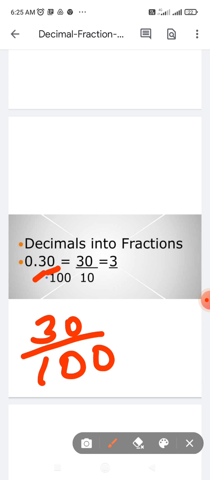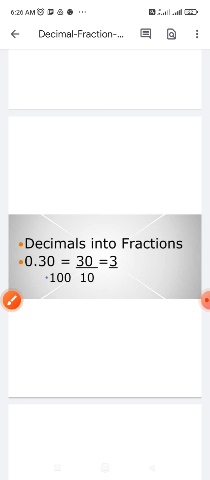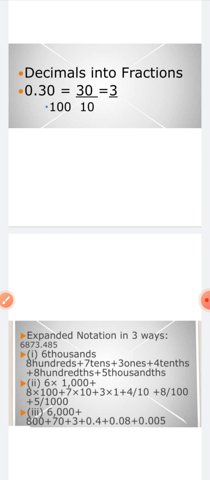Suppose you need only this, you can stop like this, or else you cut the zeros in the numerator and denominator. If you cut the 2 zeros, the remaining is 3 divided by 10. Here 10 has come, children. So this is our answer, isn't it? Just like this you need to solve the decimal into fraction problem, children.